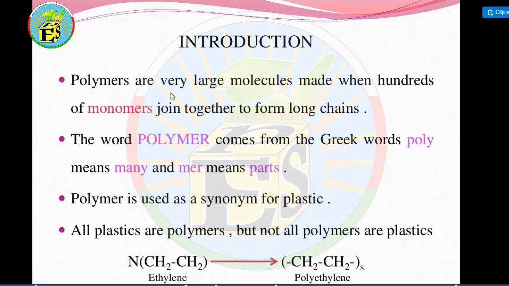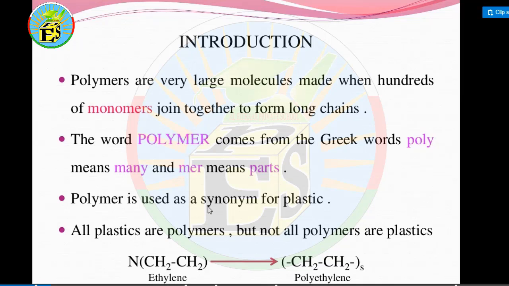If you can see the definition, polymers are large molecules made when hundreds of monomers join together to form long chains. In simple words, when monomers join together to make a long chain, they make polymers. Now, what is the meaning of polymers? Polymer is a Greek word in which poly means many and mer means parts. So it is a big unit of small parts attached with each other.